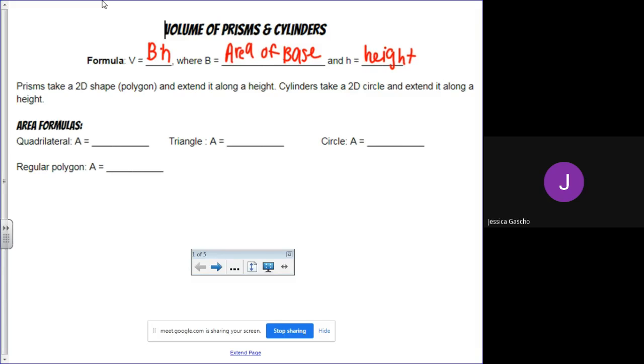So before we actually start taking the volume, let's recap what our area formulas are, because we need to use those when we find the volume. So any quadrilateral, like a rectangle or a square or a parallelogram, is going to be little b times H, or maybe you write it as length times width. It's just the two pieces multiplied together. A triangle is base times height divided by 2. A circle area is pi times the radius squared. And a regular polygon is the apothem times the number of sides times the side length, all over 2.